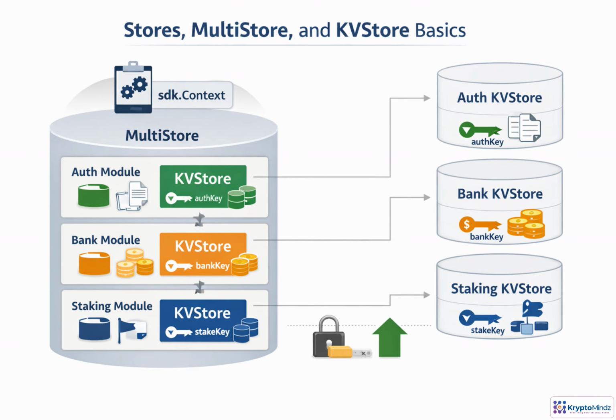Application state is one organized database, split into module-owned sections. The multi-store is the root that holds those sections. A keeper does not reach into state randomly. It receives access through SDK context and uses its assigned store key to open the correct KV store. From there, it reads and writes key value data. This keeps auth, bank, staking, and custom state isolated, easier to reason about, and safer to upgrade.